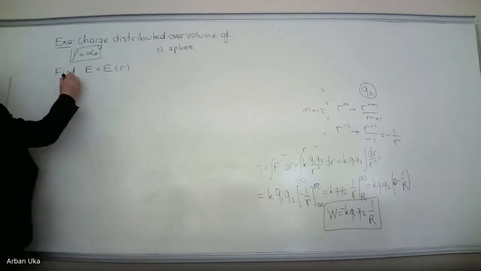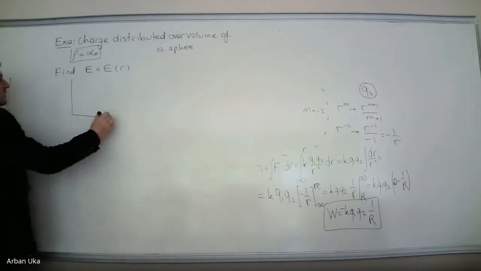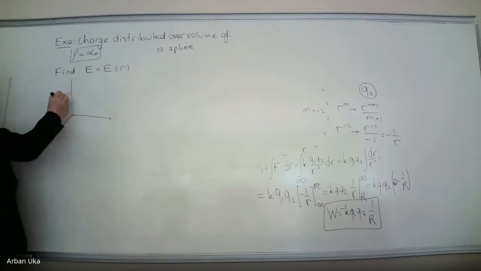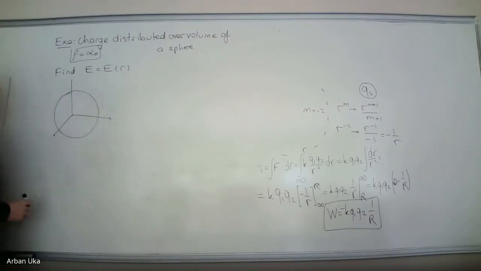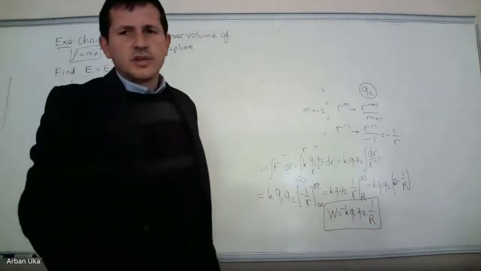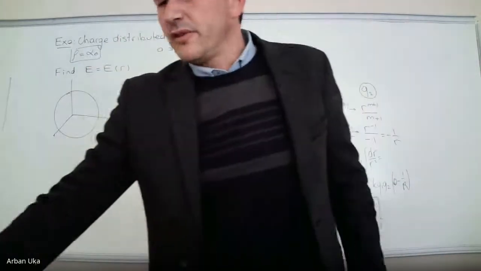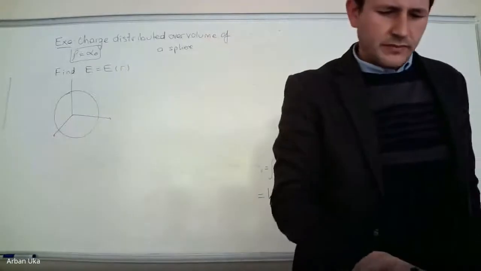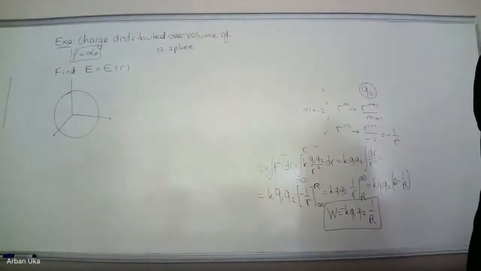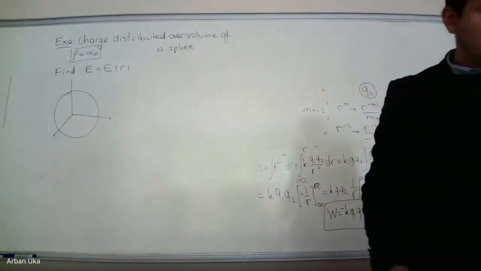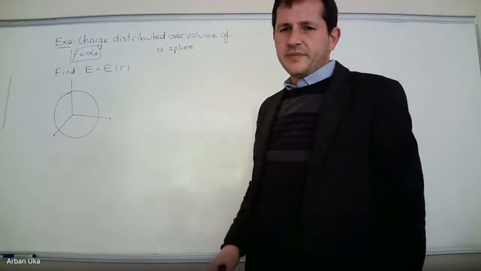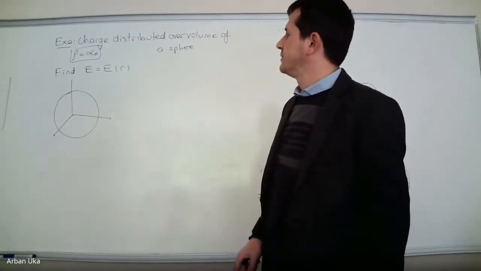Now, here we have our coordinate system, and this is our sphere, okay? And the first thing I may want to ask you is the following. What is the unit of alpha 0? Any idea? What is the unit of alpha 0?